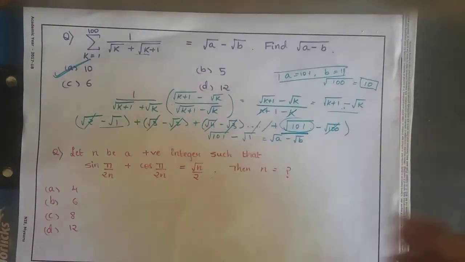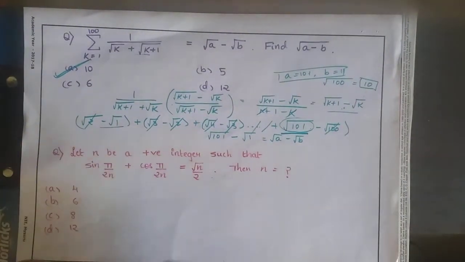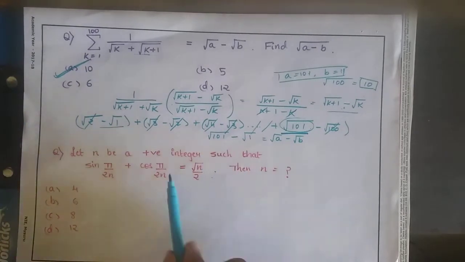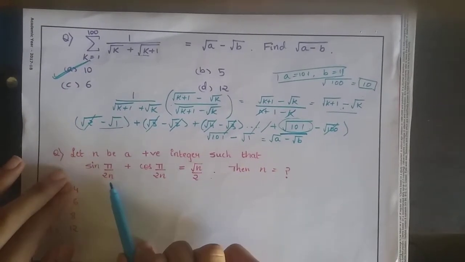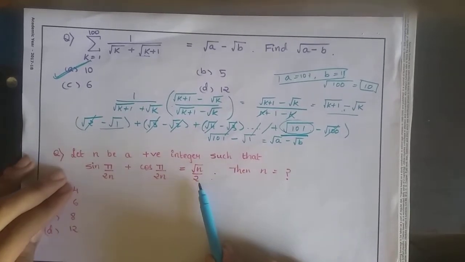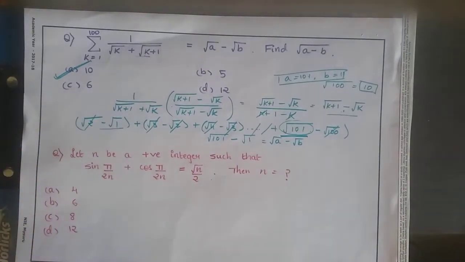So the next one is, they are telling that let n be a positive integer. They have given that n is a positive integer. They are giving one condition that sin pi by 2n plus cos pi by 2n equals root of n by 2. Then what is the value of n? That is what they are asking.